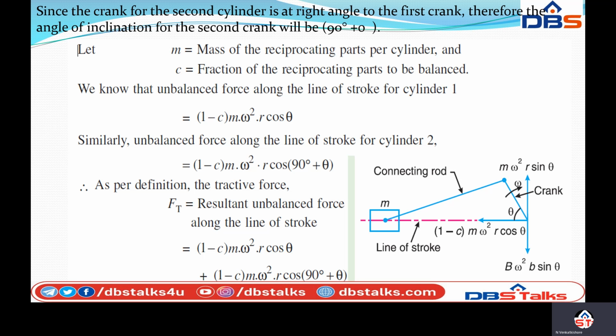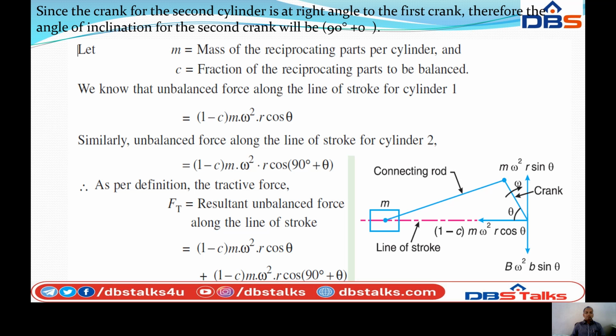Since the crank for the second cylinder is at a right angle to the first cylinder, the two cranks are mutually perpendicular. So if the first crank is making angle theta with respect to the line of stroke, then the second crank, which already exists at 90 degrees, will be at 90 plus theta degrees.